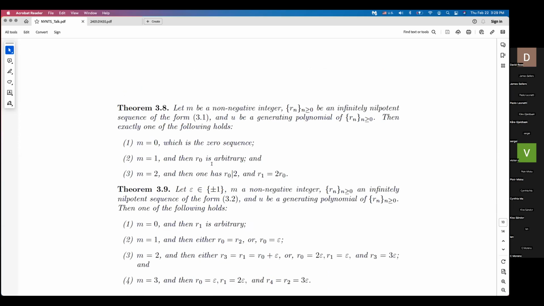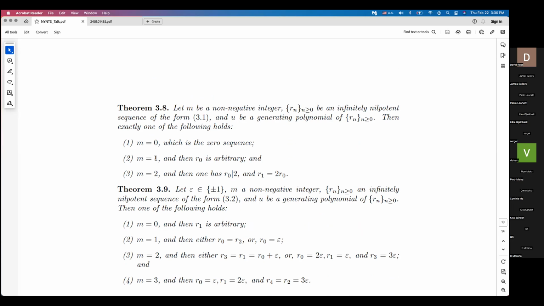Well, for the first one, it's easy because we are eventually seeing 0, so we know how this is supposed to look. The generating polynomial u is supposed to look like x times p of x, for some non-zero polynomial p of x, and I have used that in order to narrow down the possibilities. And these are the possibilities. Either m is 0, in which case it is just a 0 sequence, so we are starting from 0 and we are sticking with that.